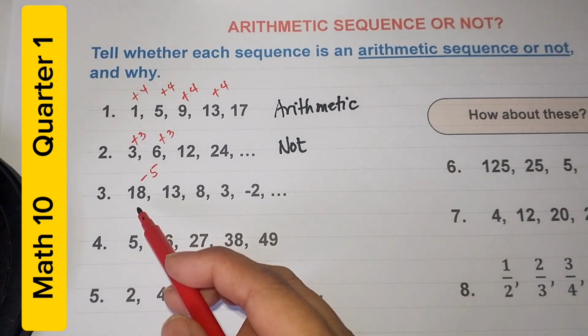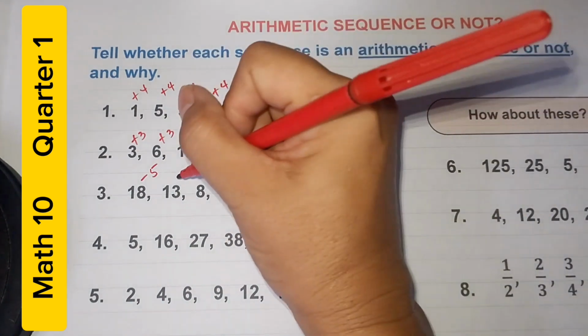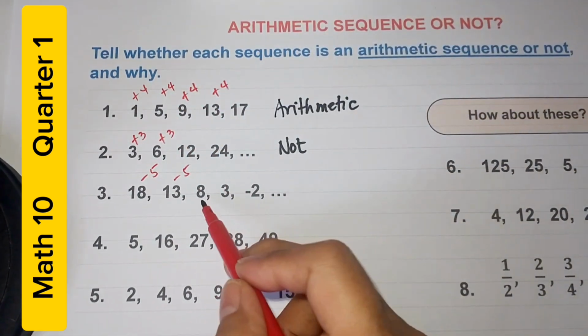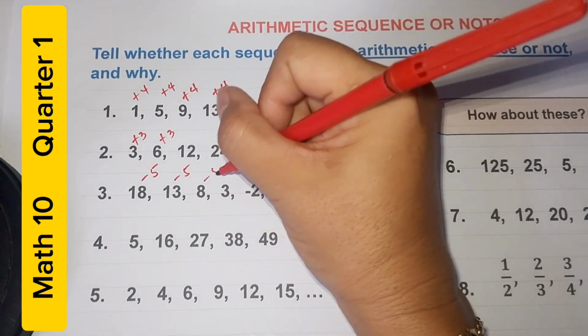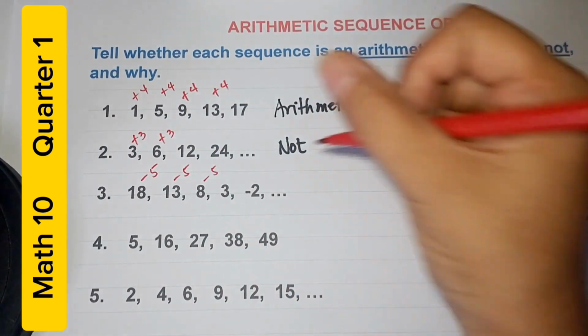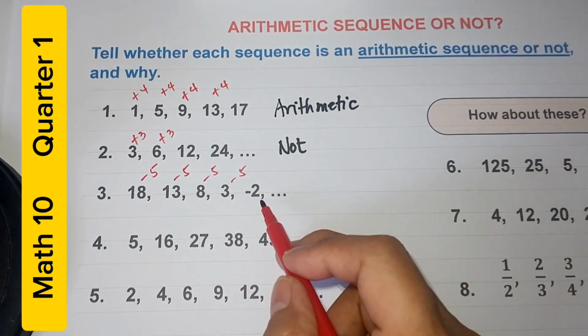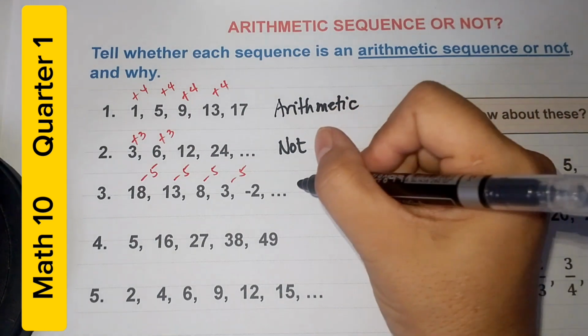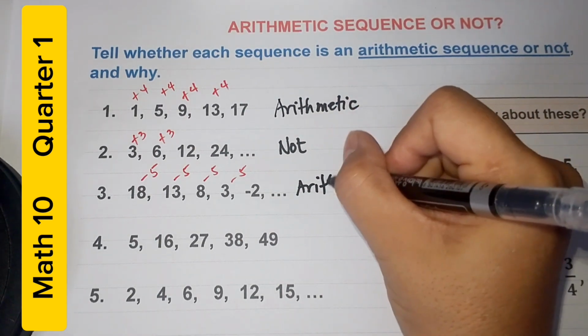So let's have 18 minus 5, that is 13. 13 minus 5 is 8, correct so far. And then 8 minus 5 is 3, correct also. And 3 minus 5 is negative 2. Therefore, this is an arithmetic sequence.